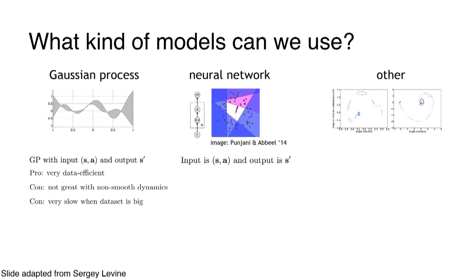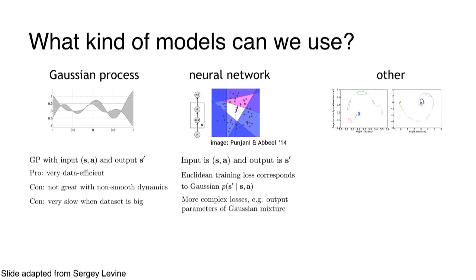In terms of neural networks, again, the input is the state and action and the output is the next state. Euclidean training loss with a neural network corresponds to a Gaussian distribution over your next state, conditioned on your current state and action. And you could also use more complex losses to correspond to more complex distributions, like a Gaussian mixture model, for example. The benefits of these approaches is that they can be extremely expressive, and they can scale well to using lots of data, but they're not so great in the low data regime. So if you only have a small amount of data for fitting your model, as you're starting off learning, neural networks will do very poorly in that domain in general.